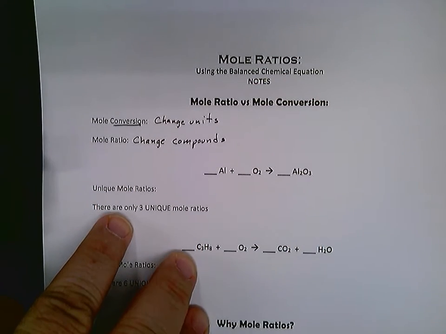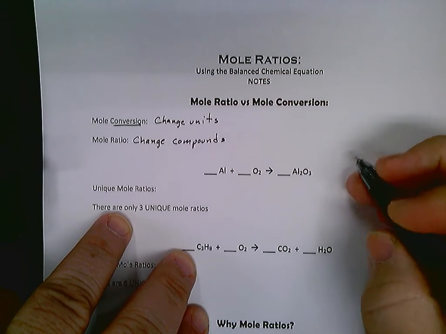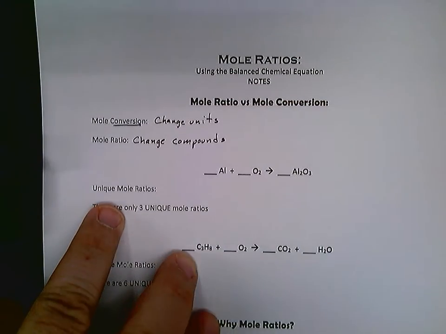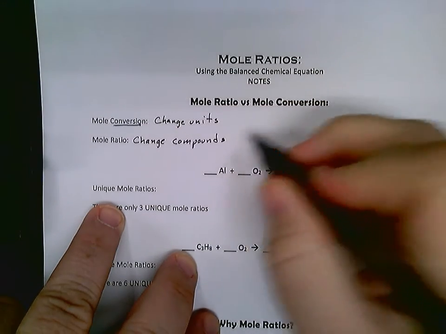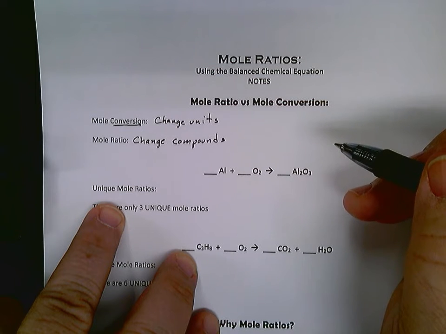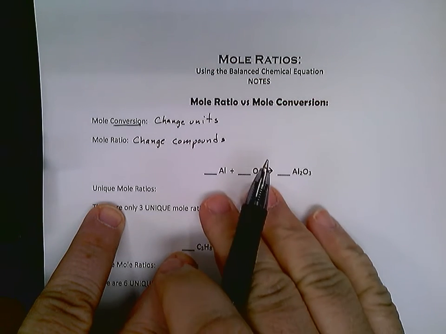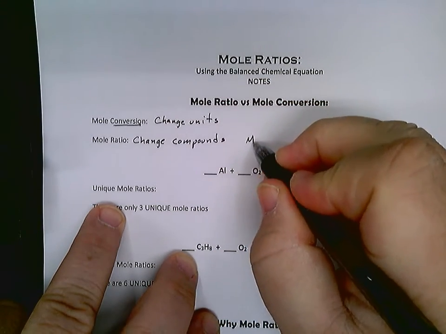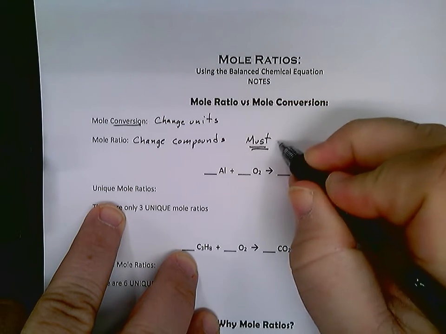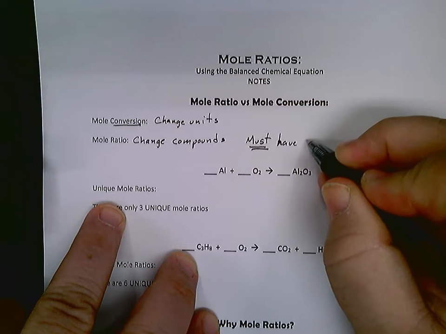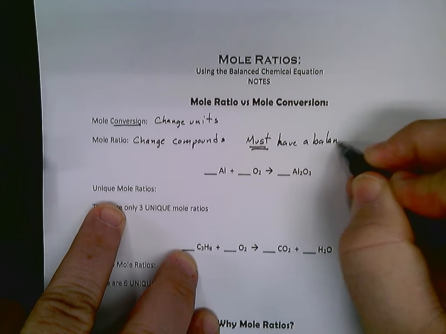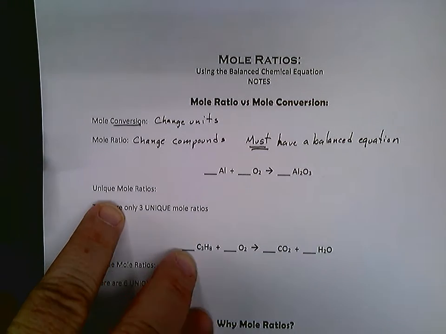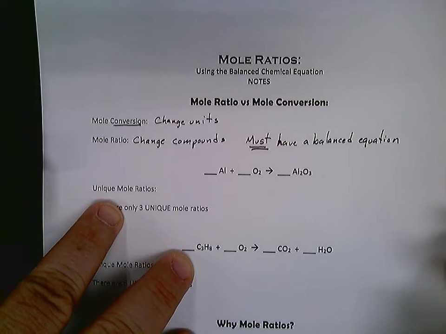All right, so the first thing we need is a balanced chemical reaction. We cannot have a mole ratio without having this first taken care of. So we must have a balanced equation. That is vital to all of this.